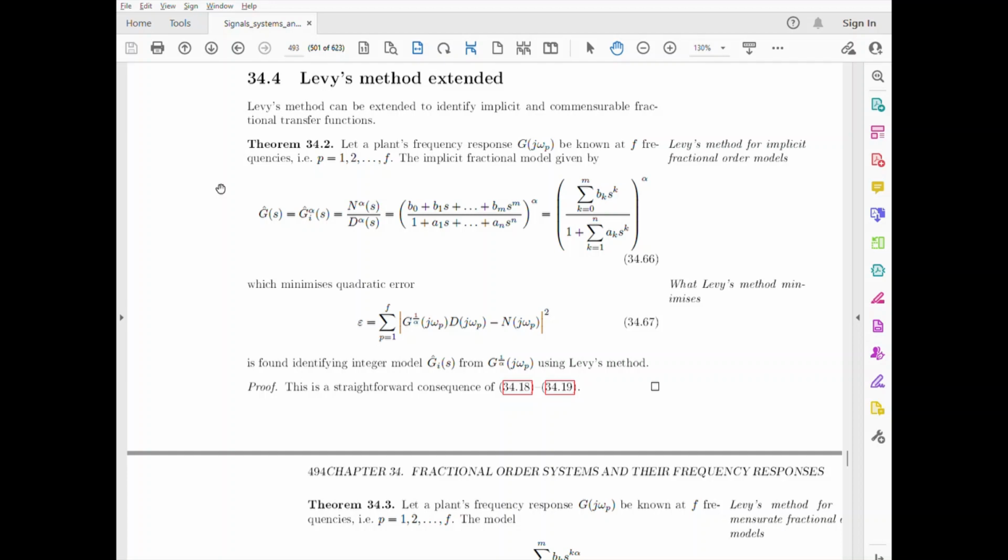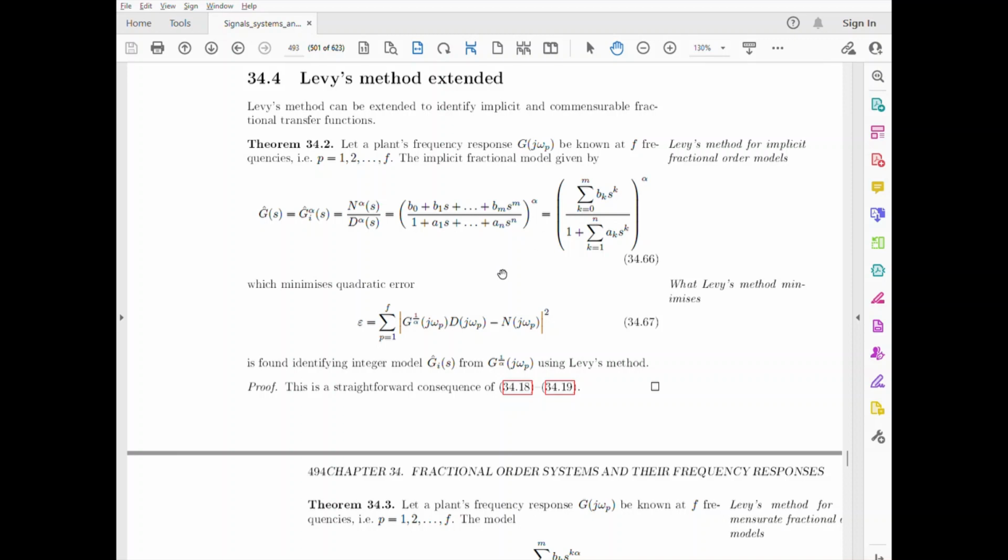Let us conclude this class by seeing how the Levy method can be applied to identify models which are of fractional order. If the model is an implicit fractional order model, then we know that its frequency response is that of the integer order transfer function, which is inside parentheses, scaled up or down by a factor of alpha. Consequently, we can very easily apply the Levy method.